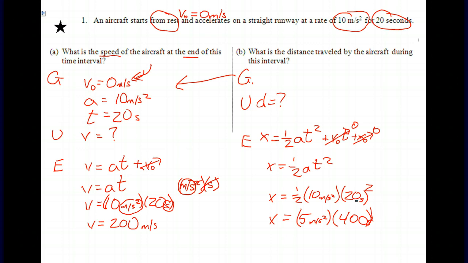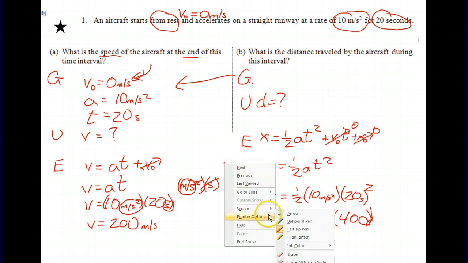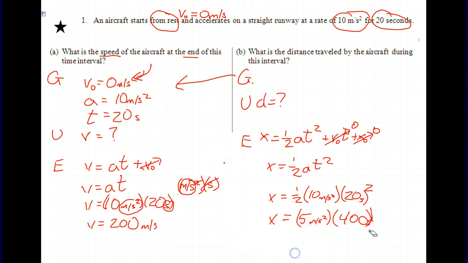Let me do a little bit of erasing because that is slightly confusing the way it looks there. So I'm just going to get my eraser out, erase that real quick, and rewrite it. That second squared appears inside. Okay, there. So now we only have 5 times 400, which is 2,000. And since it's displacement, we'll have meters.